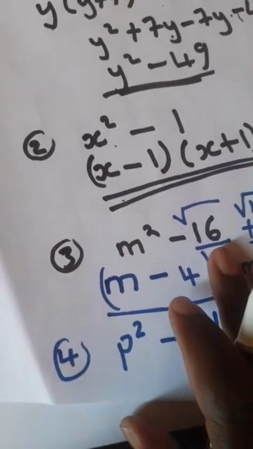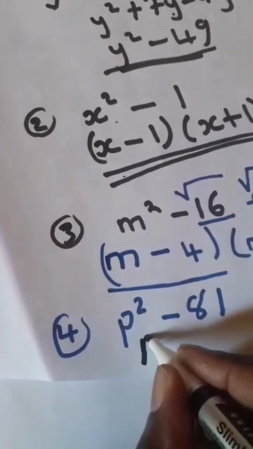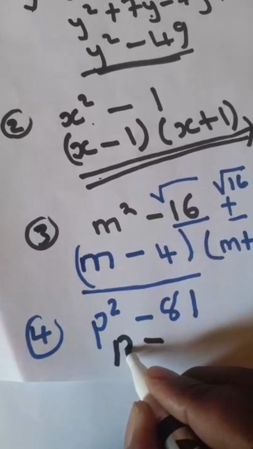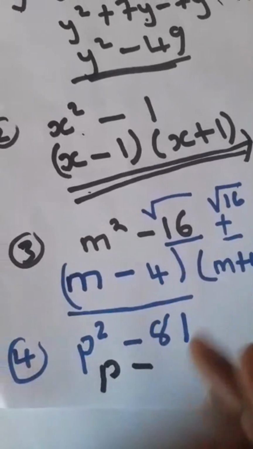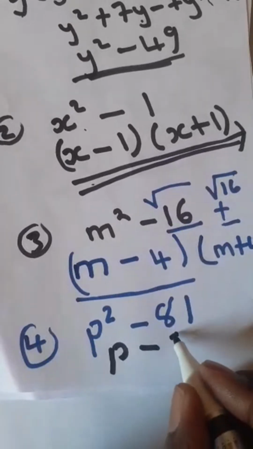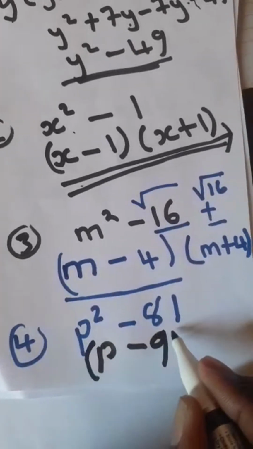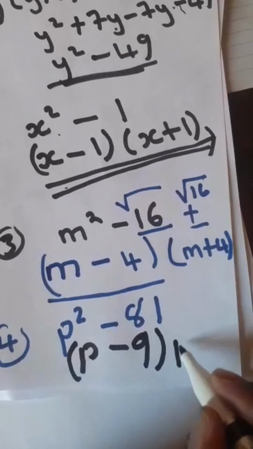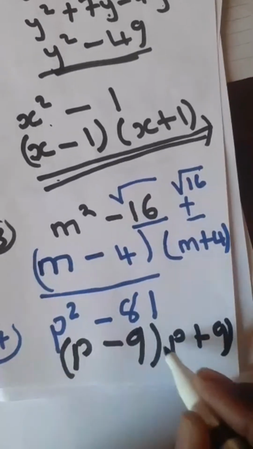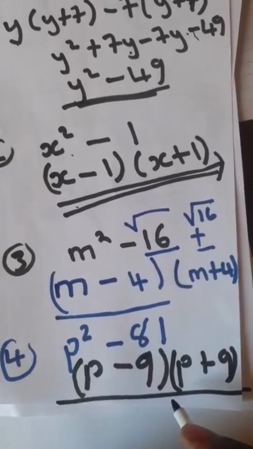P squared minus 81 will be p minus the square root of 81. What do we get? We get 9. Then another bracket will be p plus 9. So you factorize it completely.